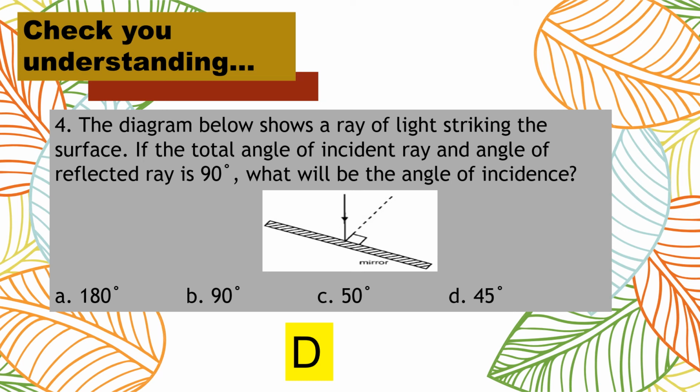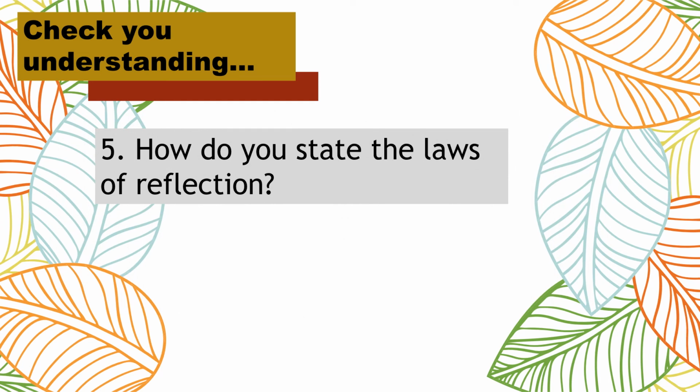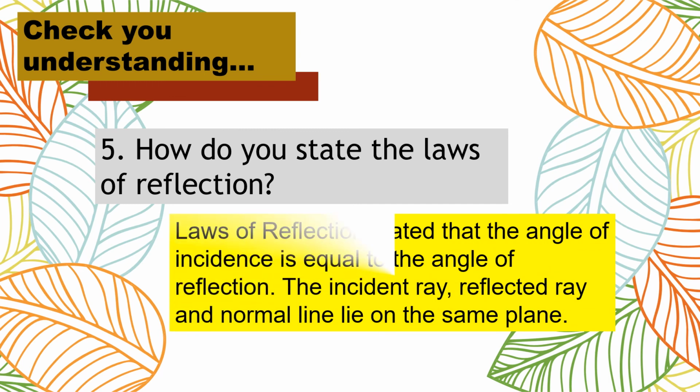Okay? Very easy. Now, for the last number, how do you state the laws of reflection? All right. The law of reflection states that the angle of incidence is equal to the angle of reflection. And the incident ray, reflected ray, and normal line lie on the same plane. Any questions? Clarifications?